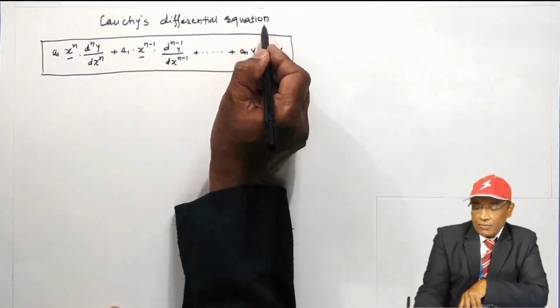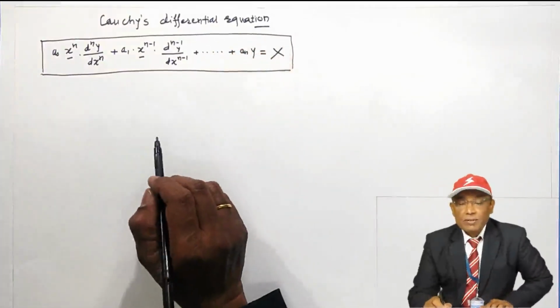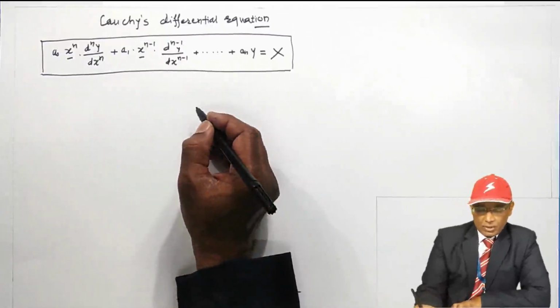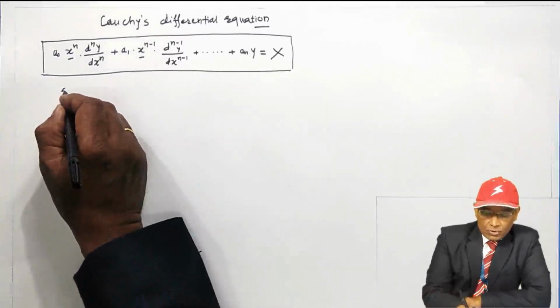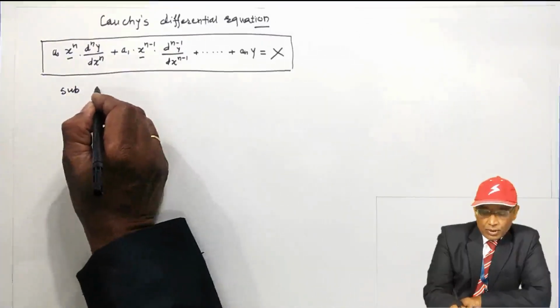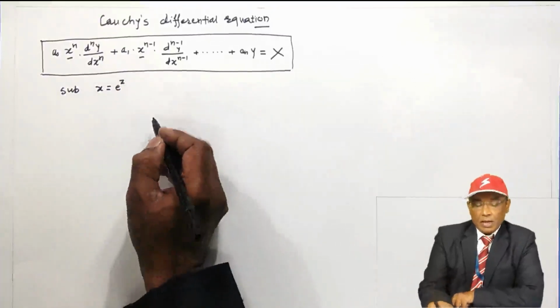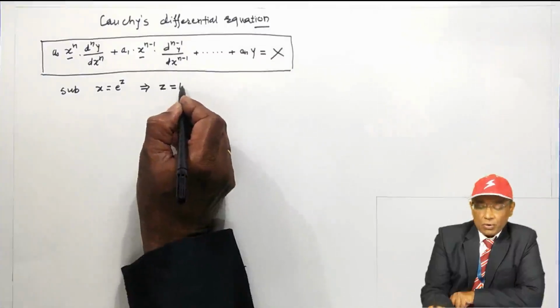In Cauchy's differential equation, what do we do? We convert Cauchy's differential equation into a linear differential equation with constant coefficients. And in order to convert into a linear differential equation with constant coefficients, we have to substitute x equal to e to the power z. And this implies z is log x.